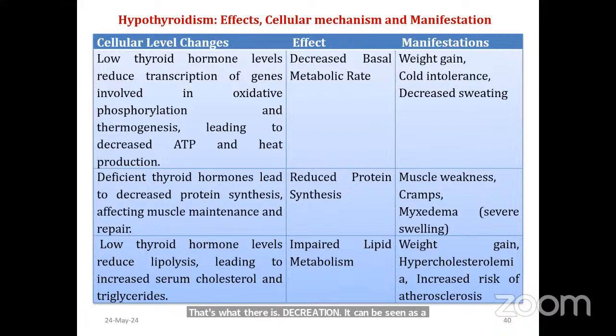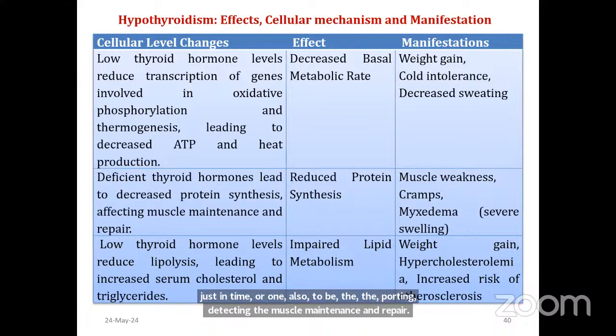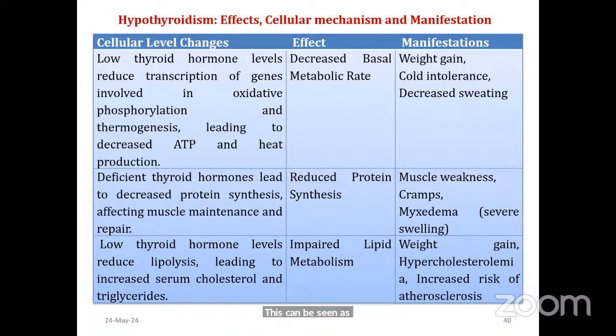Deficient thyroid hormone also leads to decreased protein synthesis, affecting muscle maintenance and repair. This can be seen as reduced protein synthesis in the body, and it causes muscle weakness, cramps, or myxedema in severe swelling.